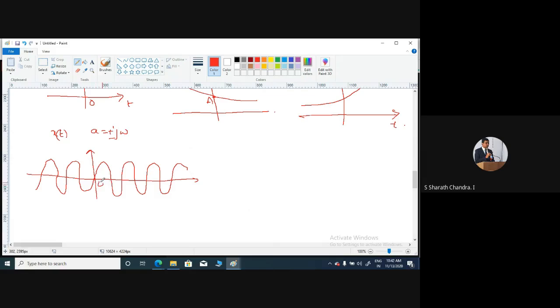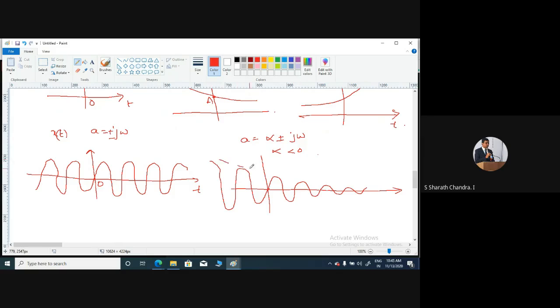And similarly, whenever a is equal to alpha plus or minus j omega, and alpha is less than 0, we see a damped sinusoidal signal which goes on decaying, something like that. You could see such a signal for alpha less than 0.